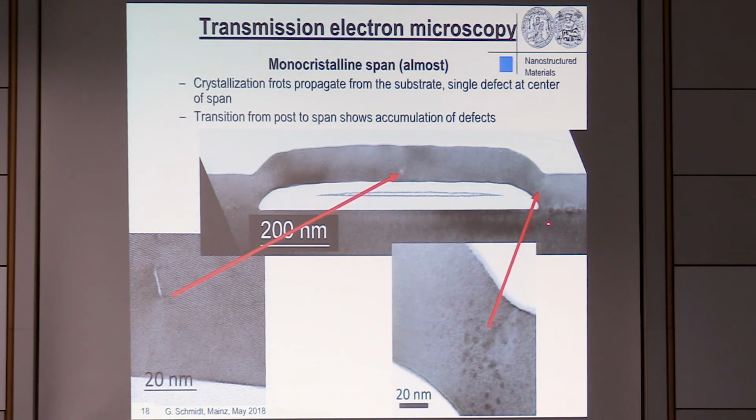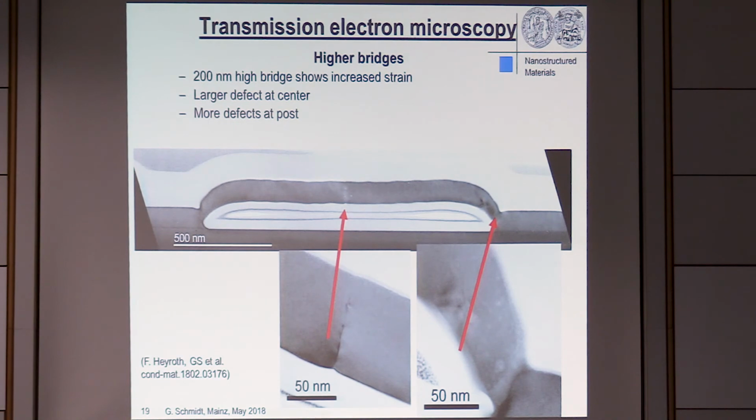And here also, we have some defects because here we have a lot of strain between the foot and the span of the bridge, but still the crystalline structure of the substrate can be transferred all through here. And this can not only happen over the scale of a few hundred nanometers, it can also be done for higher bridges. So this one is even already a bit longer, but it's also higher. So this is almost 200 nanometer high.